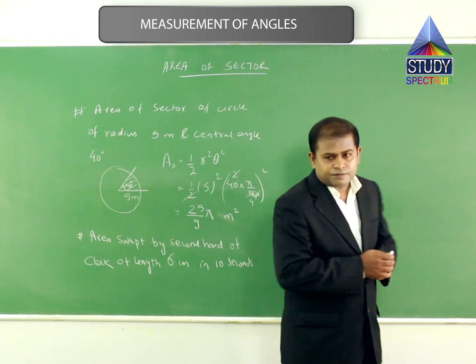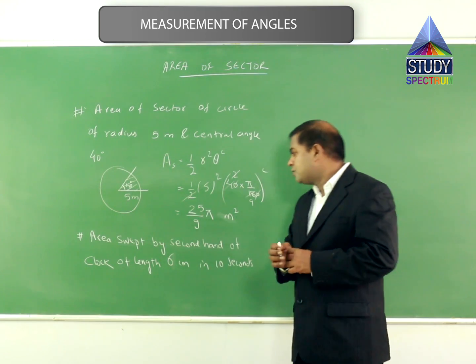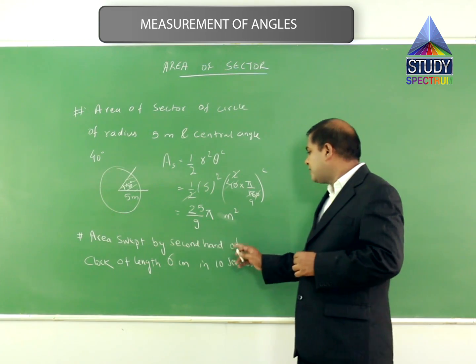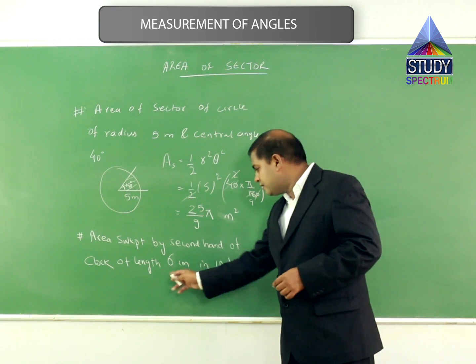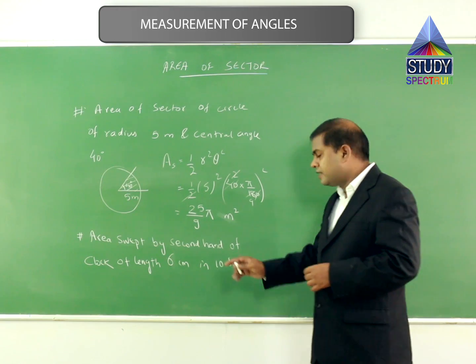Now, moving to the next. I've written one more question here. Question is, area swept by the second hand of a clock of length 6 centimeter in 10 seconds.